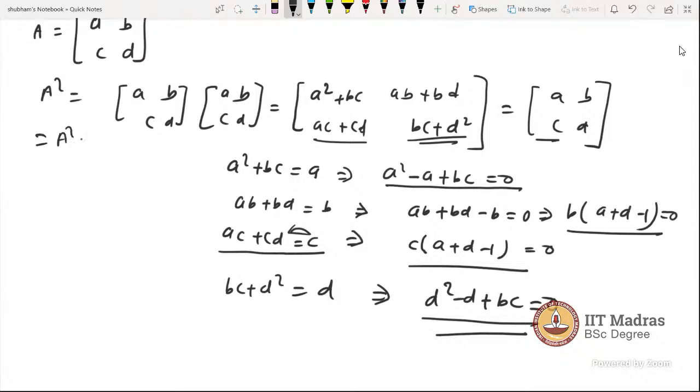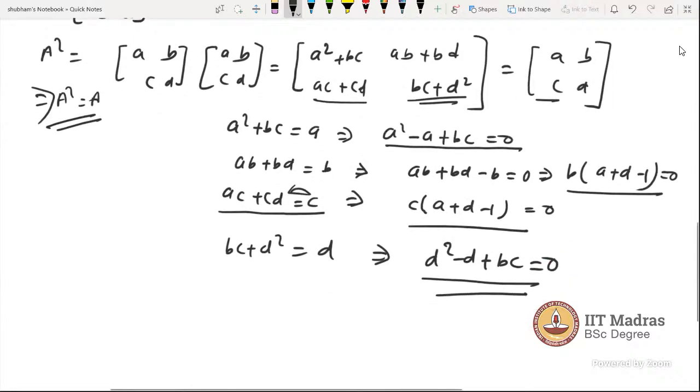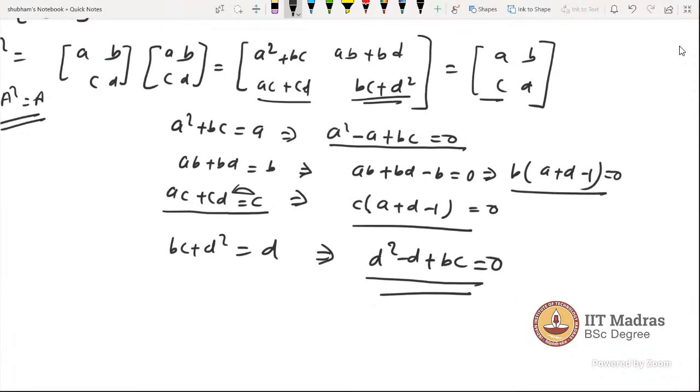A square is equal to A. This will happen. So how will we guess this? How will we put the entries here? Let's say these are two numbers, variables. This says that if you take B equal to 0, and let's say A plus D minus 1 is not equal to 0, then B and C are equal to 0. From here B is equal to 0, and from here C is equal to 0.